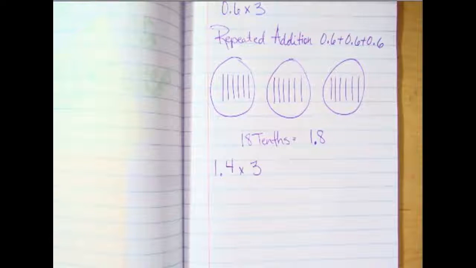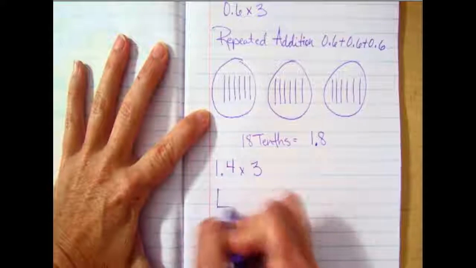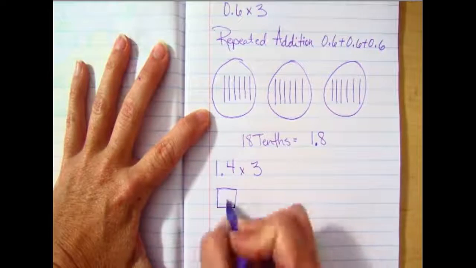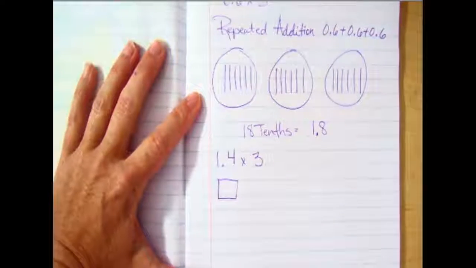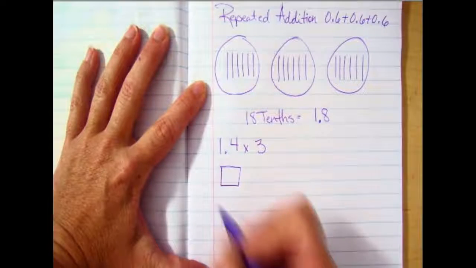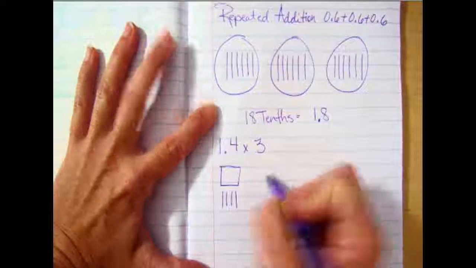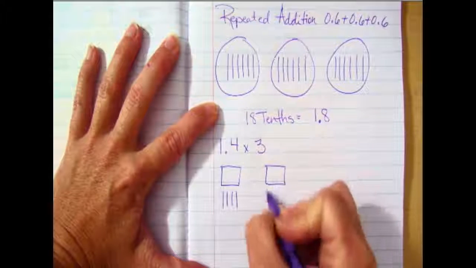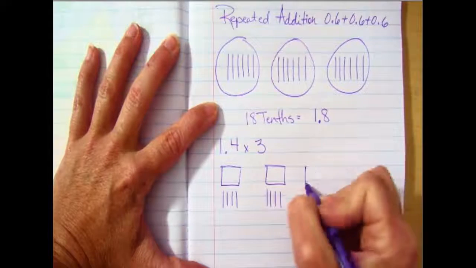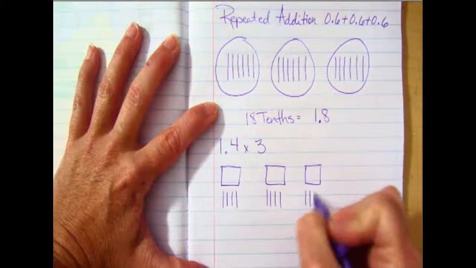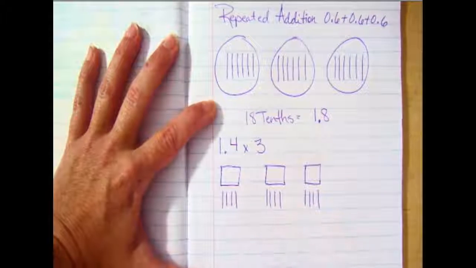You guys, the place value, the base 10 blocks that you use, the squares, when you move to decimals, become 1. It's not worth 100 anymore. So I could do 1 and 1, 2, 3, 4. 1, 1, 2, 3, 4. 1, 1, 2, 3, 4. Is that 1 and 4 tenths 3 times?